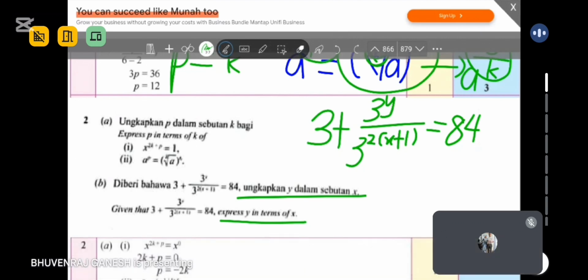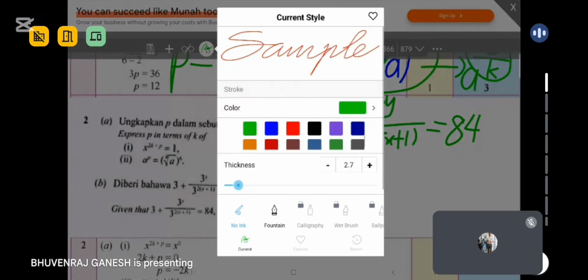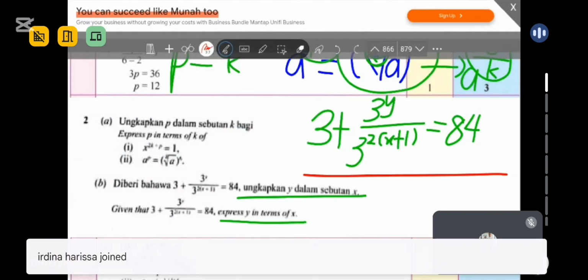Okay, so now for question 2b, they ask you to express y in terms of x. Ungkapkan y dalam sebutan x. That means your answer should be y equal to something something x. Macam ni lah kamu kena expect jawapan kamu. Now guys, what should I modify first in this equation? Saya kena ubah apa kat sini, guys? First step, what do you all think?